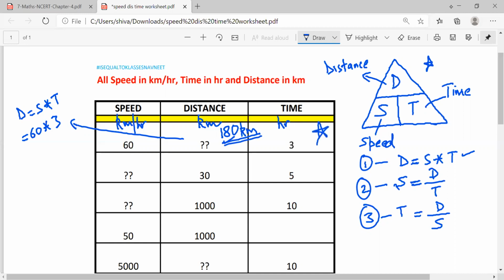So what is the speed in this case, Mr. Sarthak? 6 kilometers per hour. Yeah, very nice. So speed is equal to distance upon time. My distance is 30. My time is 5 hours. So my speed would be 6. Very nice. Shabash.